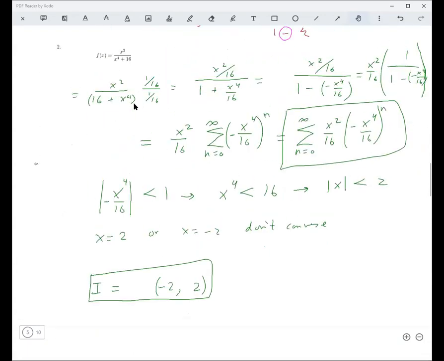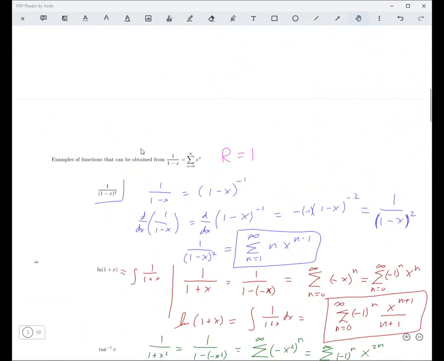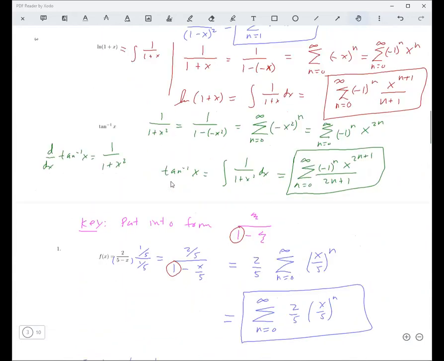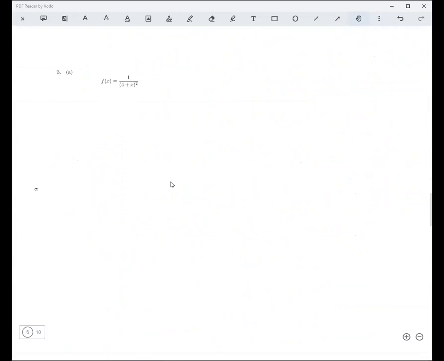So you immediately should think derivative, okay? The derivative works. And indeed, this right here is equal to the derivative of 1 over 4 plus x. Okay, the negative of that.